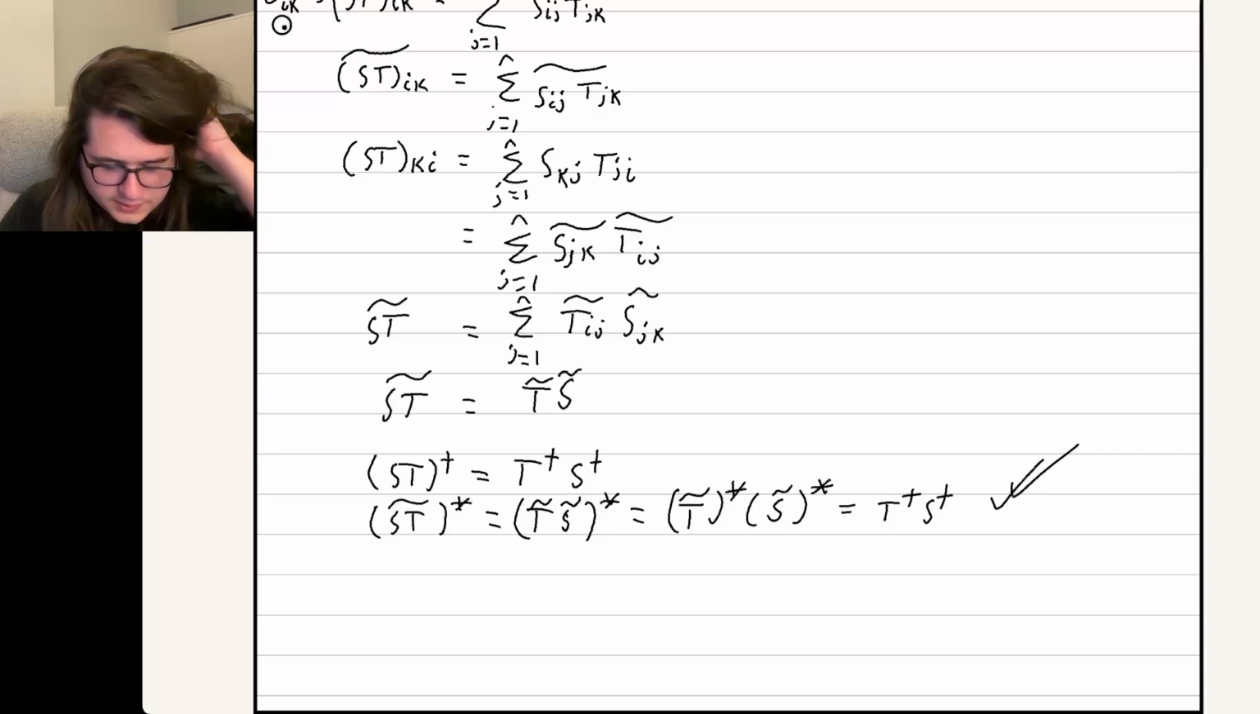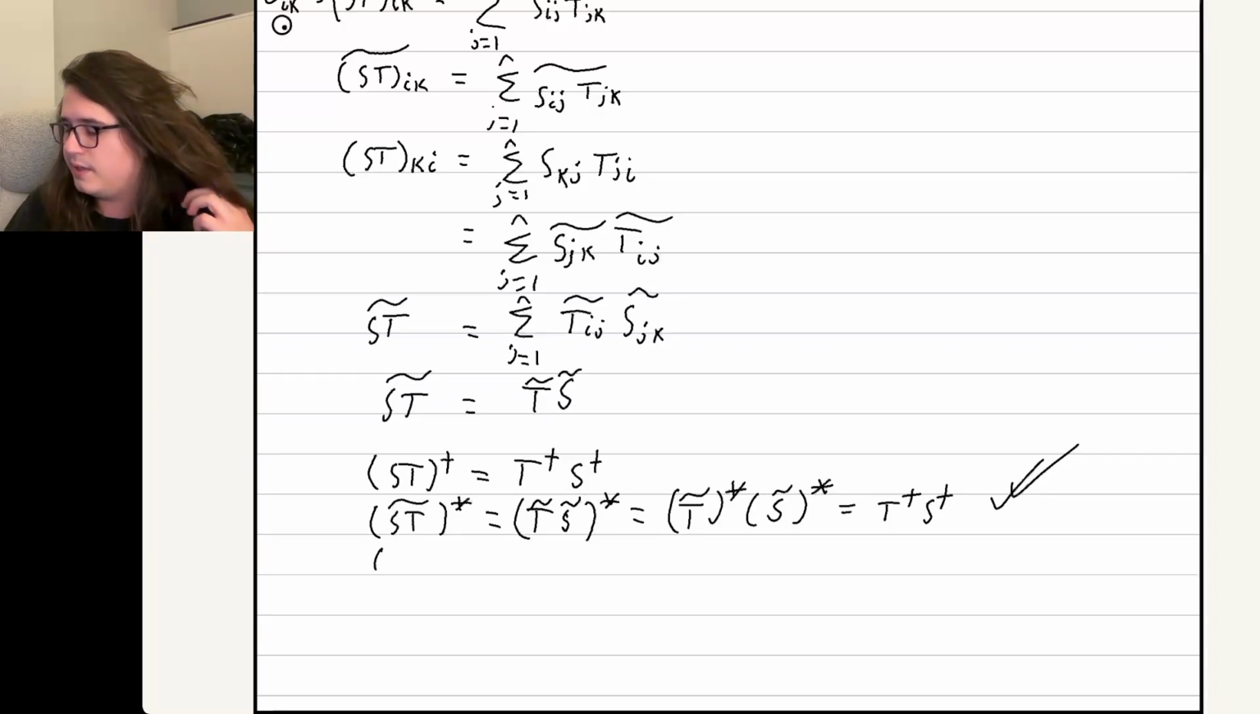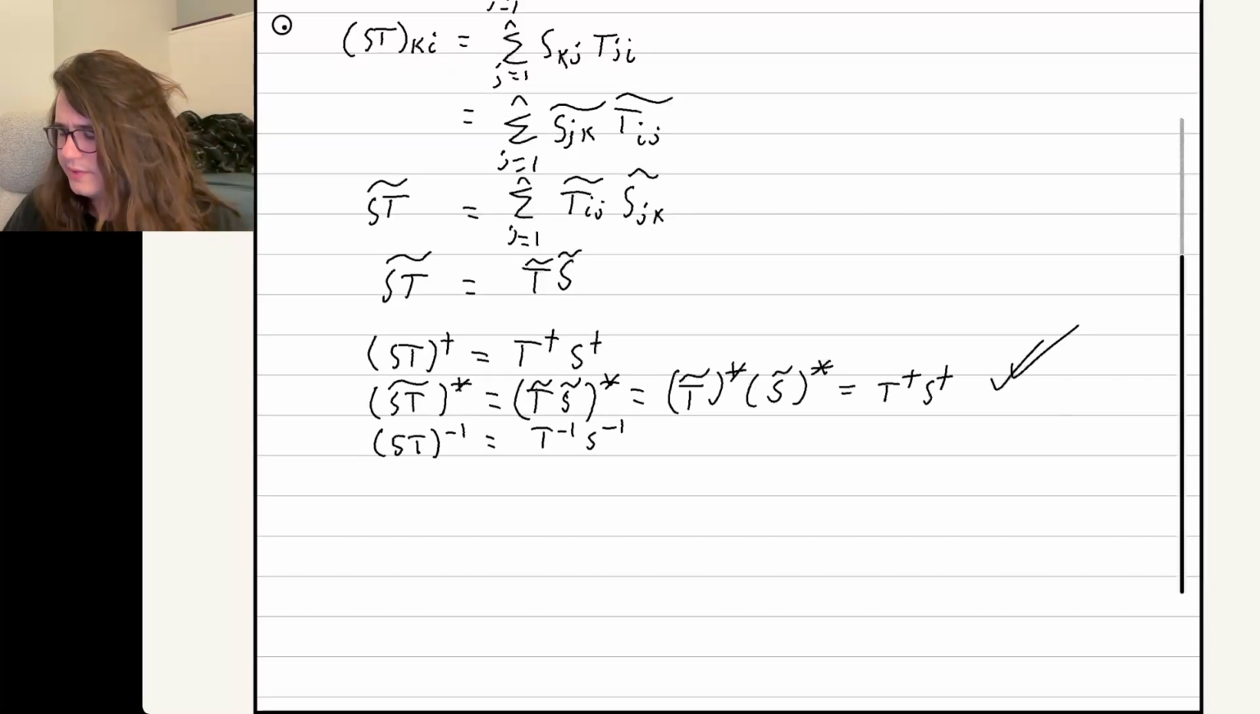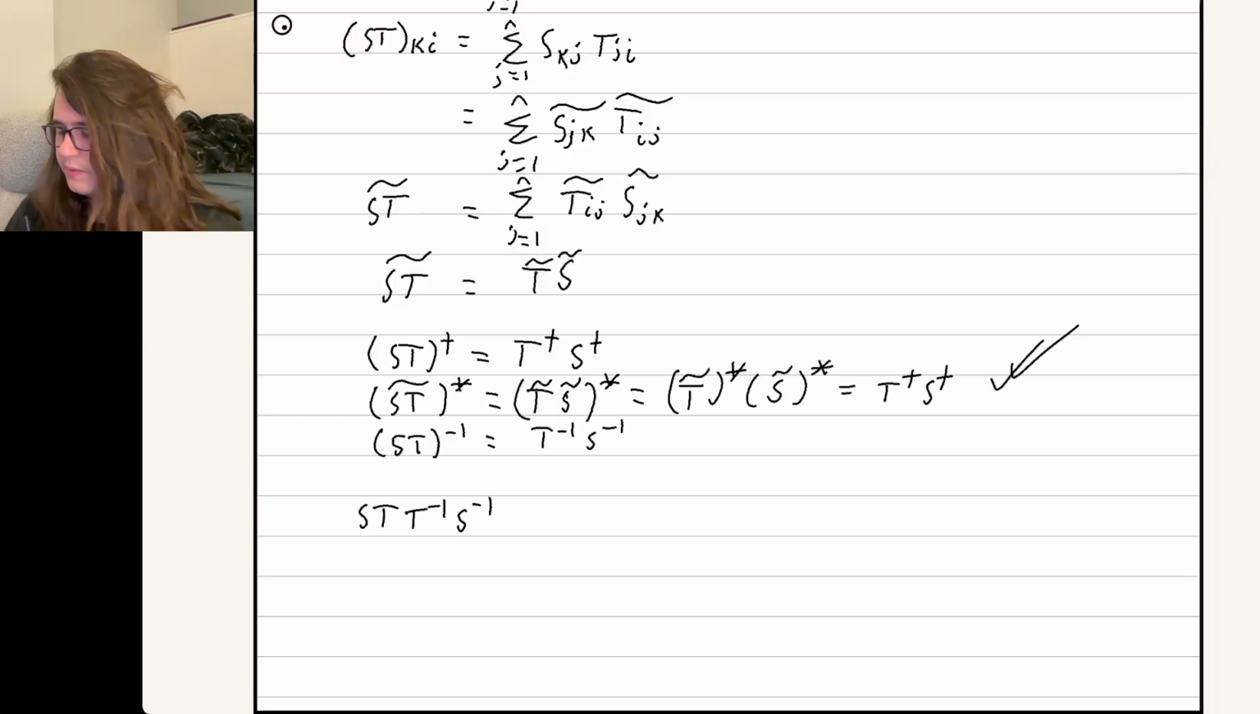The next thing that he wants us to prove is that if you take the inverse of S times T, you again get this reverse order, T inverse S inverse. The way I did this is I just took ST and multiplied it by what would be T inverse S inverse if this were the case, and checked that it is equal to 1, which it is because T times T inverse is 1, so now this is S inverse, which is 1. So, yeah, this is a true fact.